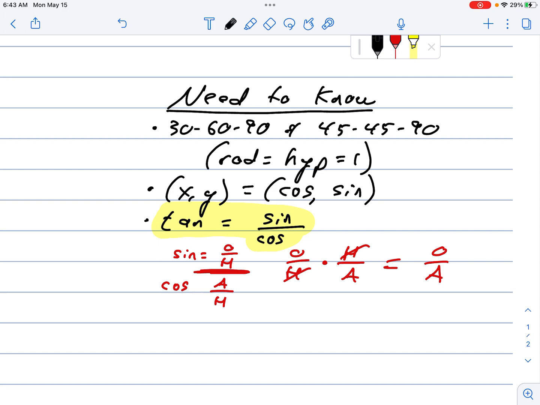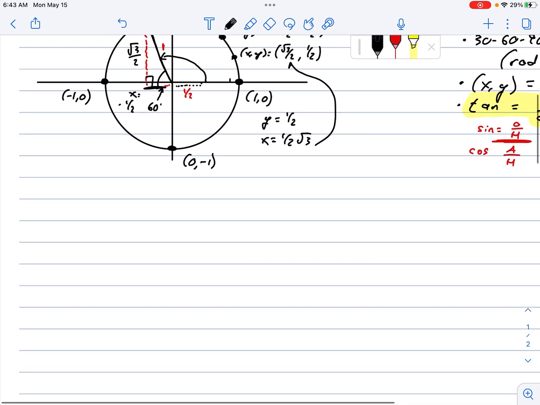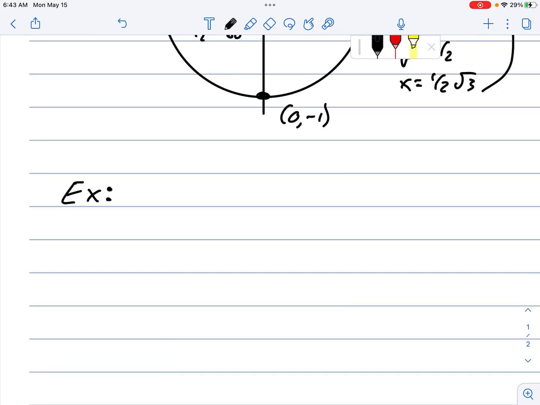Okay, I'm going to do a couple examples. I'm going to try to do them as quickly as I can, but to show you what my logic is, it's easy to break it down by examples. First one, let's do something basic. Let's do sine of 60.